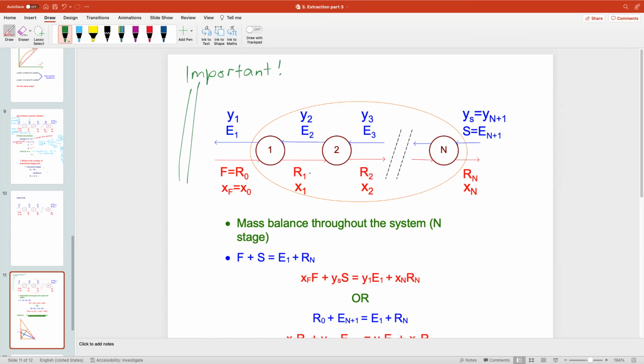In distillation we have equilibrium and operating lines. In extraction, what do you think? Do you think we have an operating line as well? Looking at the schematic, is it going to help us if we have an operating line? Anyone?